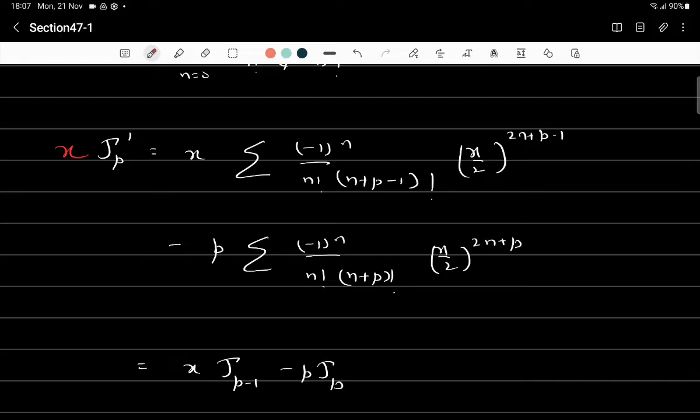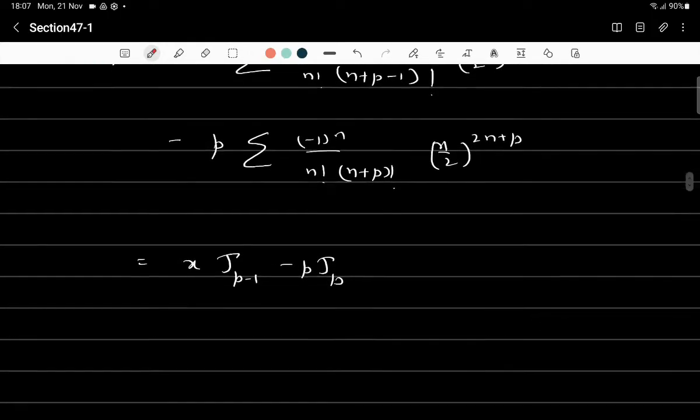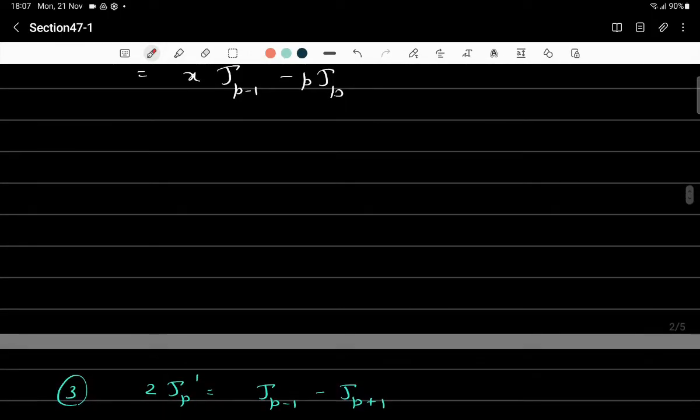So I got two properties of the Bessel functions. Let's move to the third property. We need to remember all of them. The third one says that 2Jp dash is equal to Jp minus 1 minus Jp plus 1. Yes, how do you solve this?